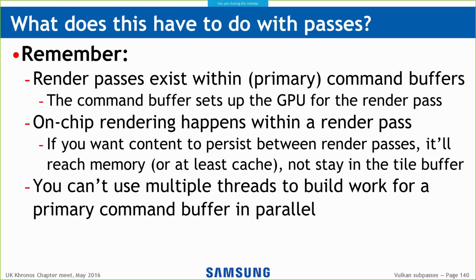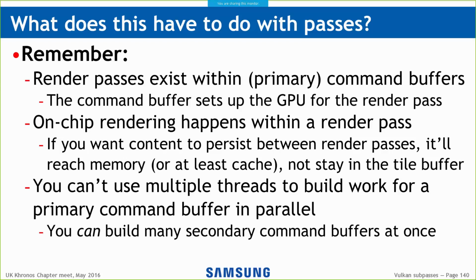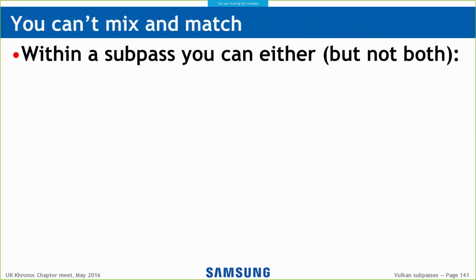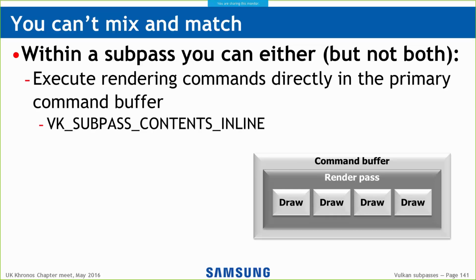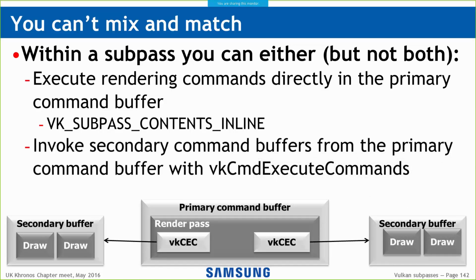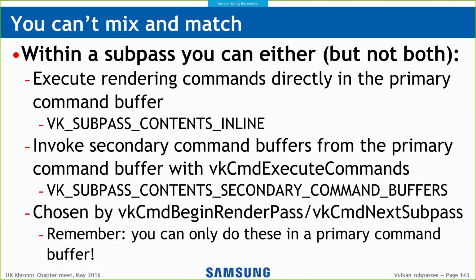So because we can't efficiently generate the primary command buffer with multiple threads, because as Tom said earlier, it's a list that you're tacking things onto the end of, the way to do that is to build the secondary command buffers in parallel and then refer to them from the primary command buffer with a relatively lightweight operation. One quick aside, while you're in a subpass, you can either render stuff directly, which is in line with the example I showed earlier, or you can invoke secondary command buffers. You can't do both at once. And that's defined at the time you begin the render pass.